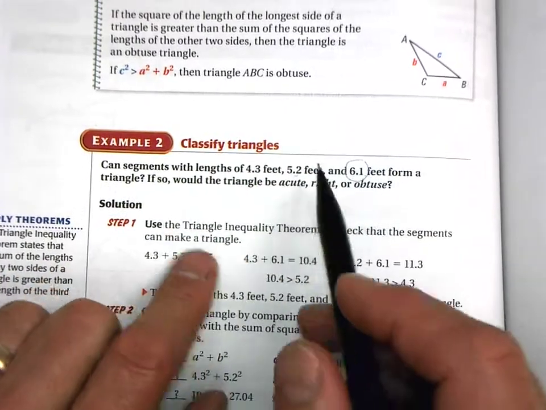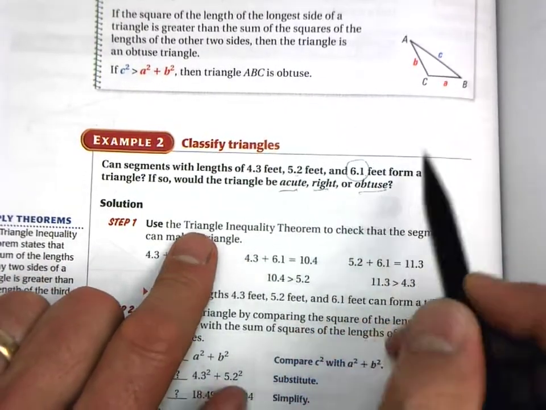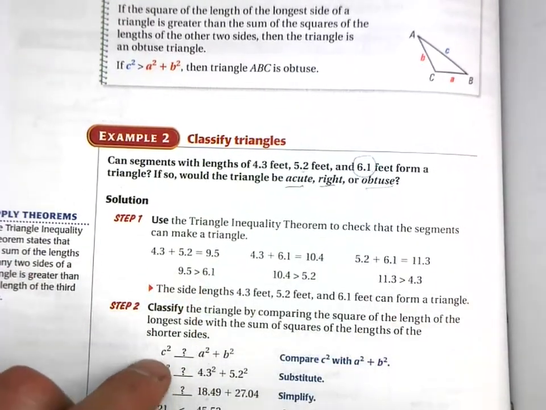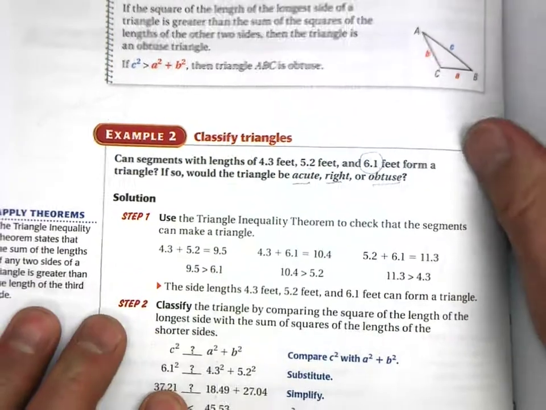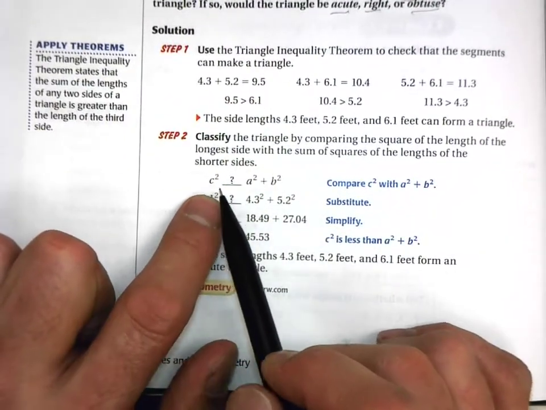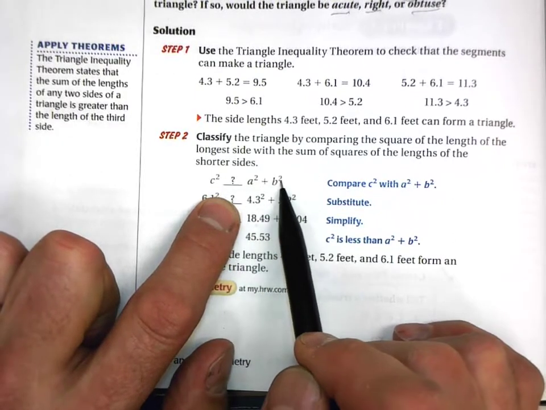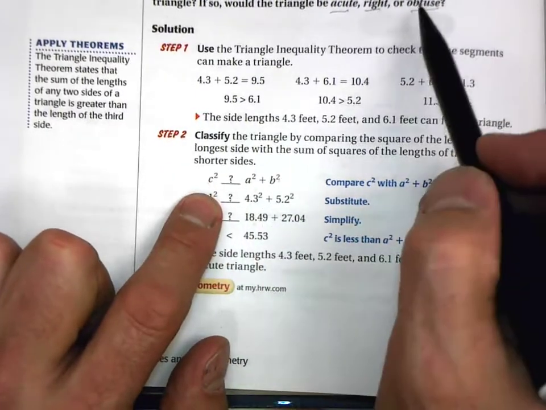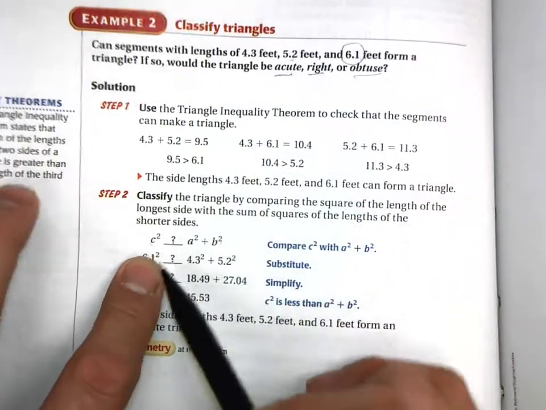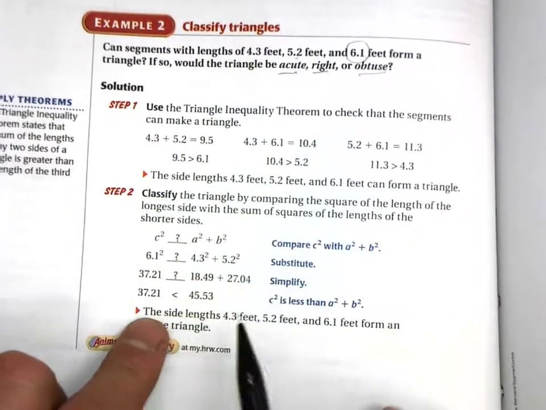But now the question is, what kind of triangle? Is it an acute, or a right, or an obtuse triangle? So we start off with, here we go, down here, C squared, and we're asking the question, does it equal A squared plus B squared? So which one do we plug in for C? Of course, the largest one, so 6.1 goes in for C, and then the other two go in for A and B.